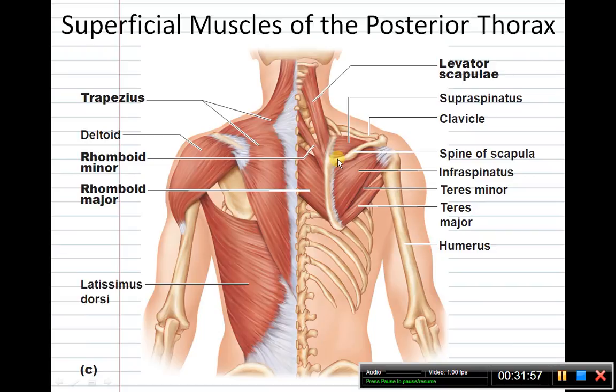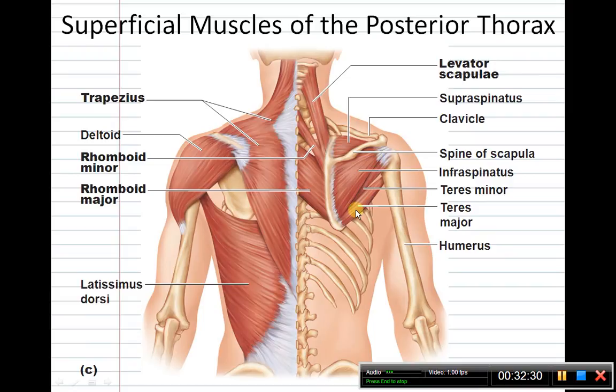Next, here's the spine of the scapula. Above the spine, we refer to this as a supraspinous fossa. It was a groove above the spine. So now you have a muscle in there that's called the supraspinatus. It goes all the way from the medial border of the spine all the way across the spine of the scapula and attaches to the humerus. Next, you have the infraspinatus. It's below the spine of the scapula, attached to the humerus. And then the two teres muscles, the teres major and the teres minor.